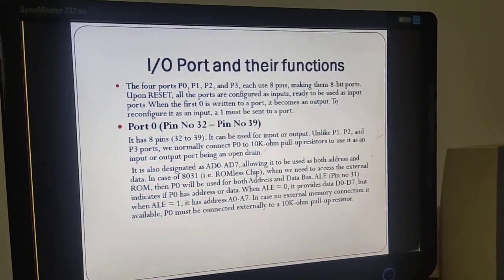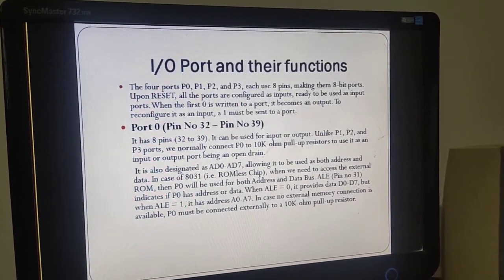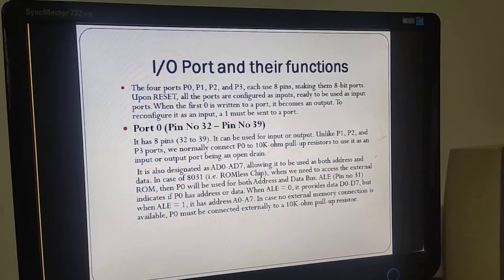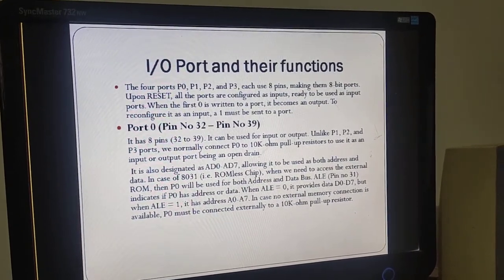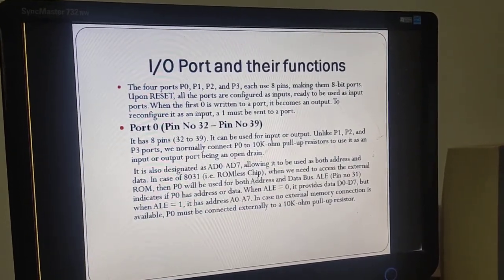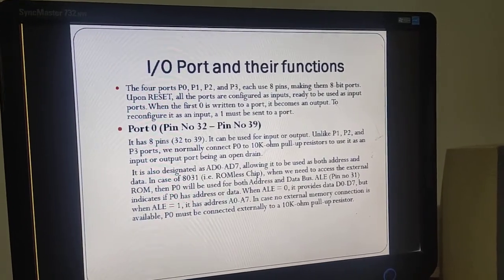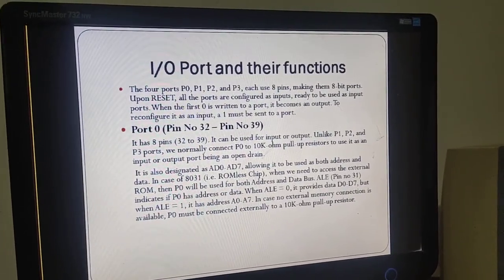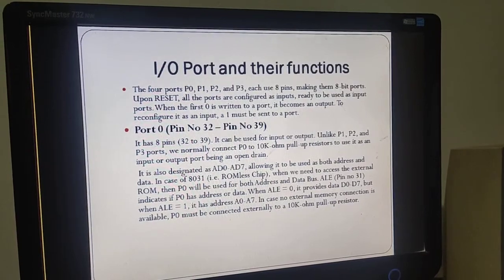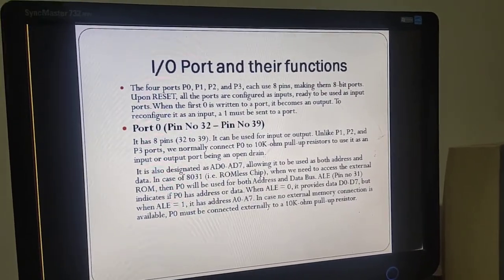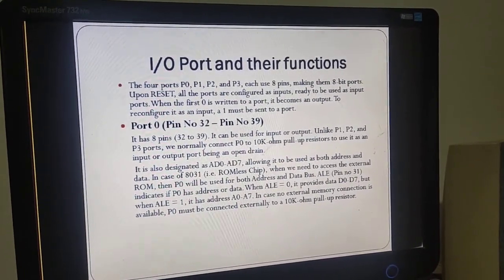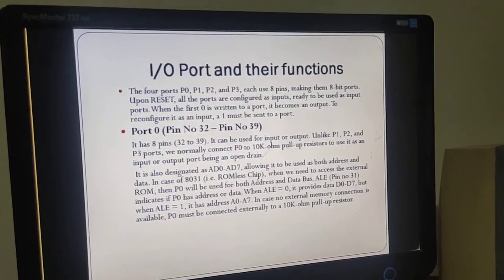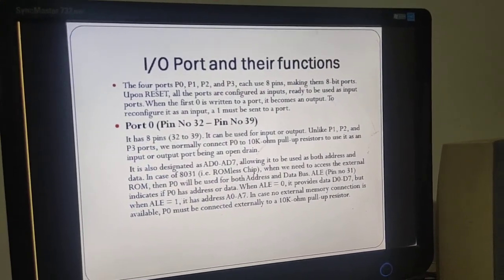In the case of 8031, when we need to access the ROM, P0 will be used for both address and data bus. Address Latch Enable indicates the condition, that is, whether P0 is carrying address or data. It can be used either way, as an address bus or data bus. When ALE is equal to 0, it becomes a data bus. When ALE is equal to 1, it becomes an address bus.